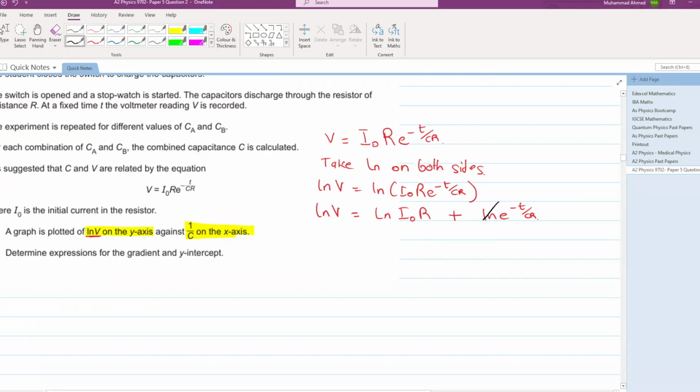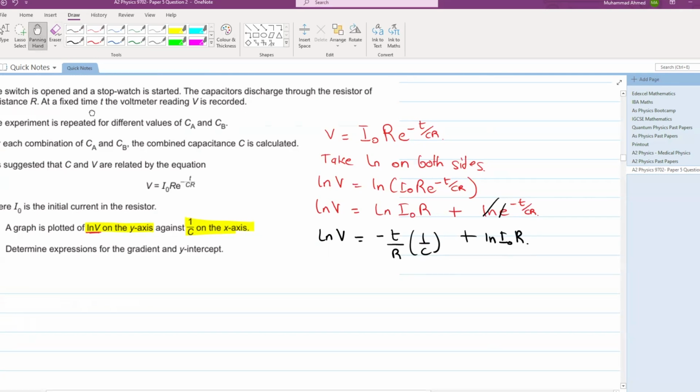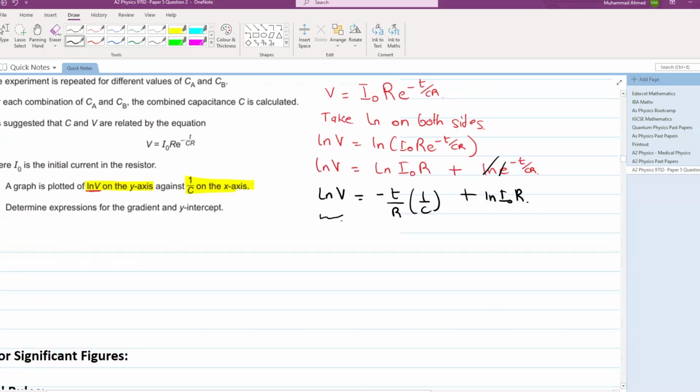One more thing that you can realize is ln and e will get cancelled out because they are anti-logarithms and logarithms. ln V is equal to minus T over R times 1 over C plus ln I naught R. Simple. Now, if you analyze, ln V can be plotted on the y-axis and 1 over C can be plotted on the x-axis. Your gradient will be equal to what? Minus T over R. Your y-intercept is equal to what? ln I naught R.